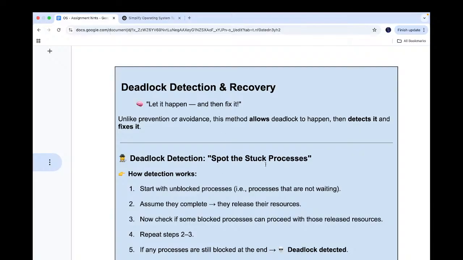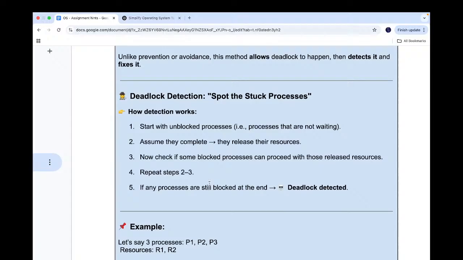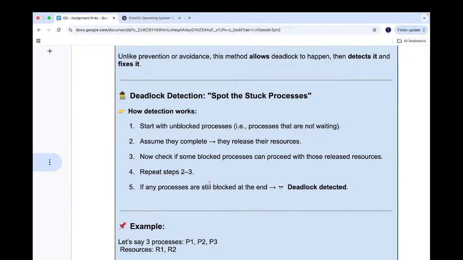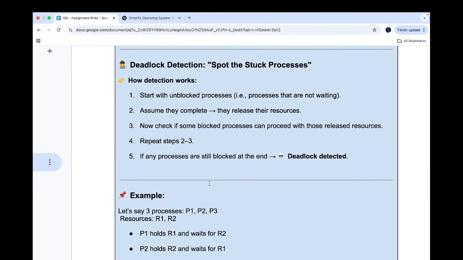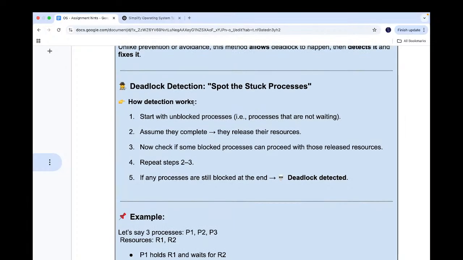Deadlock detection: spot the stuck processes. How detection works: start with unblocked processes and assume they complete. Now check if some blocked processes can proceed with those released resources. Repeat the step. If some processes are still blocked, deadlock is detected.